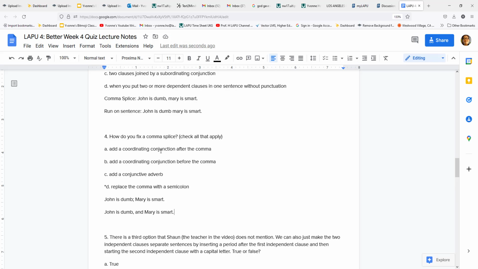So add a coordinating conjunction after the comma. Here you can add a coordinating conjunction, and, or you could have but, instead of and all the time. But any of the fanboys matches. So it can be and, but, or, nor, for, so, yet. Those are known as coordinating conjunctions. So you can fix it by A, add a coordinating conjunction and a comma, or D, insert a semicolon. So those are the two ways that you can fix a comma splice.